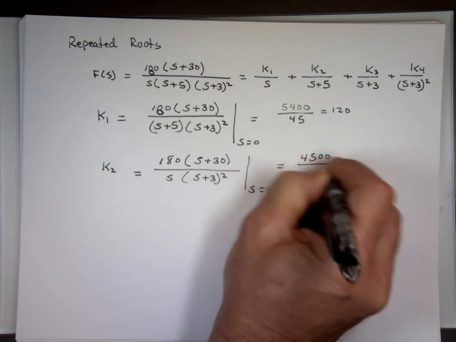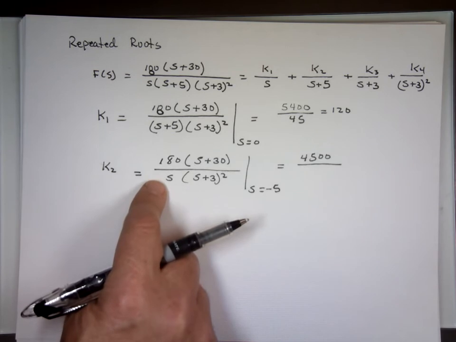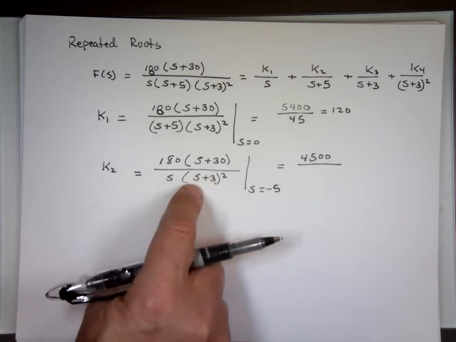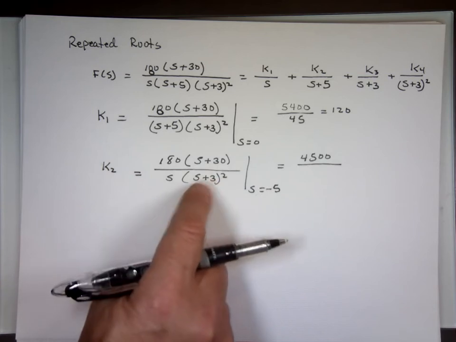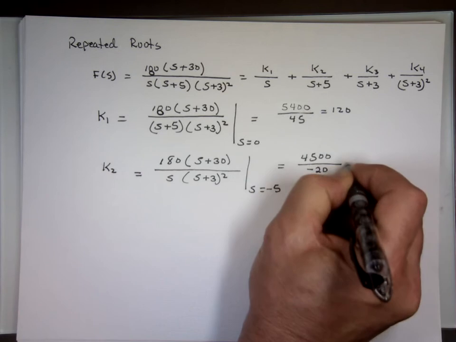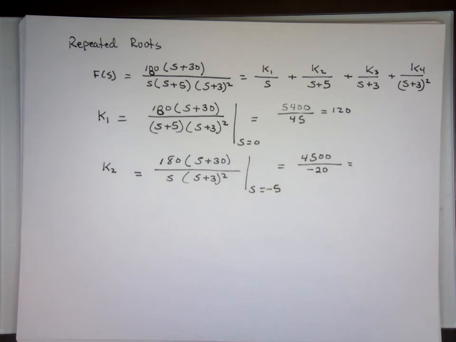This is negative 5. Negative 5 plus 3 is what? Negative 2 squared, 4. 4 times the negative 5. Is that a negative 20? Is it negative 225?